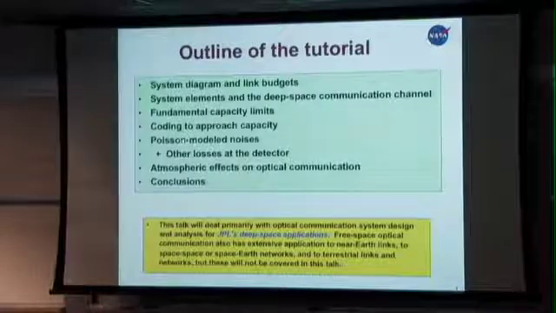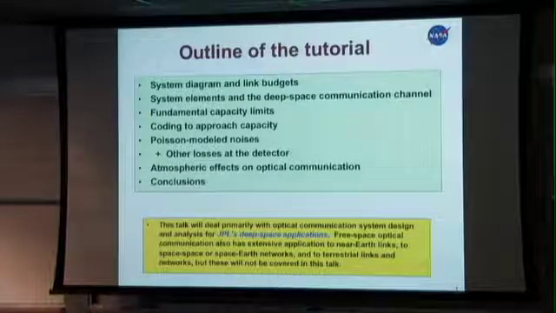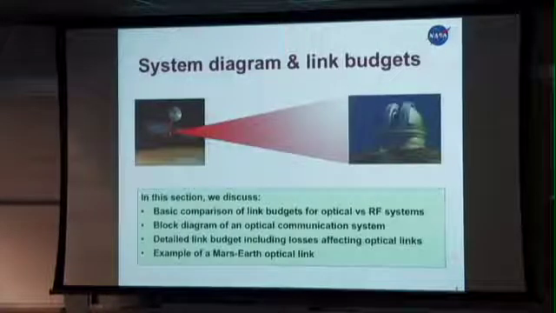Some are modeled by Poisson, other models are non-Poisson models of impairments at the detector, and a biggie, which is atmospheric impairments. Okay, so I'll go one by one and give you in each section a roadmap of what I'm talking about, and just a few slides on each of these.